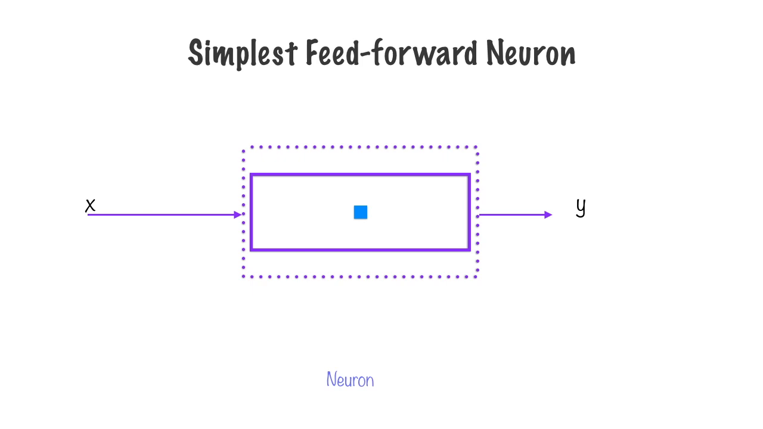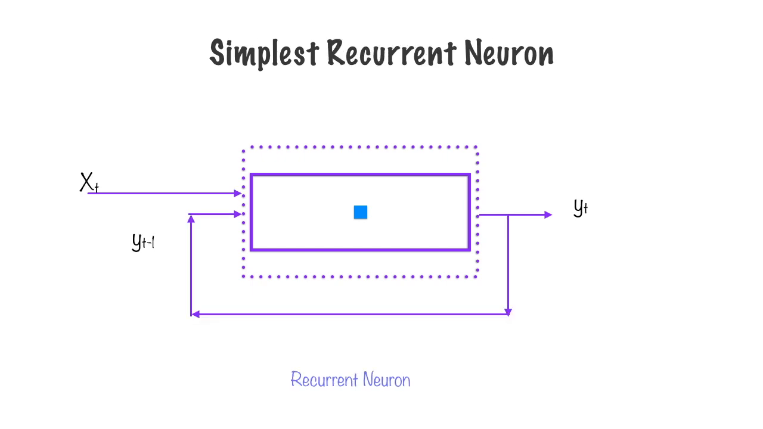Here is what a simple feed forward neuron looks like. It takes in the input X and produces a scalar output Y. The simplest recurrent neuron, on the other hand, feeds the output Y at time instance t minus 1 back to the input at time instance t.